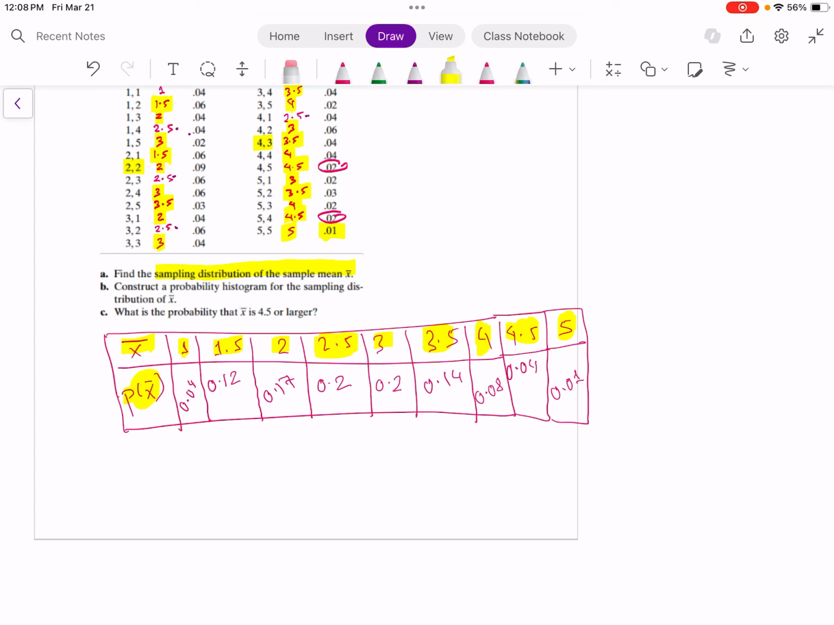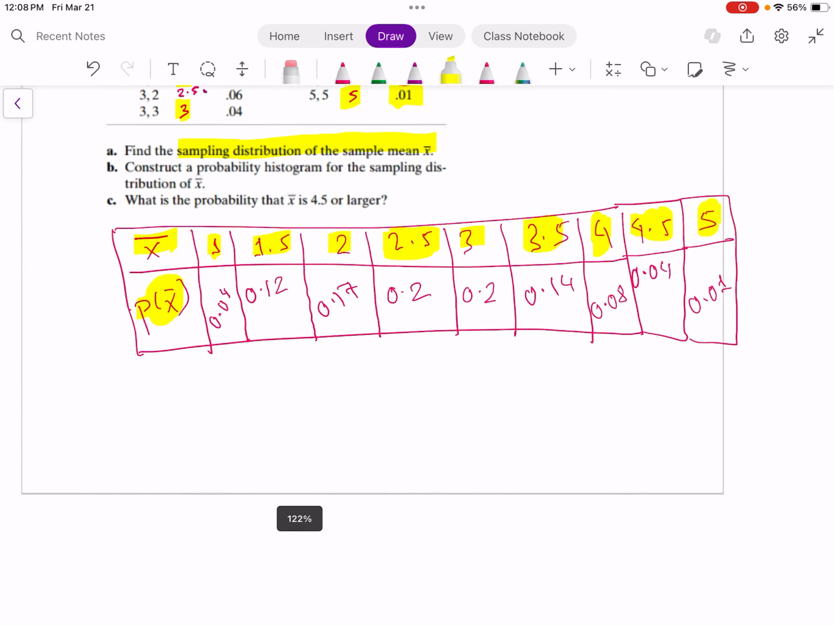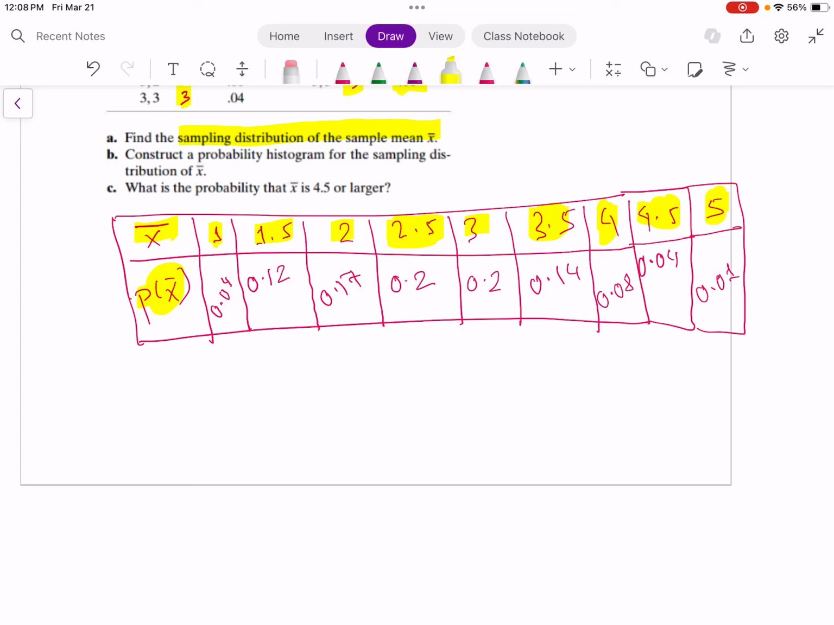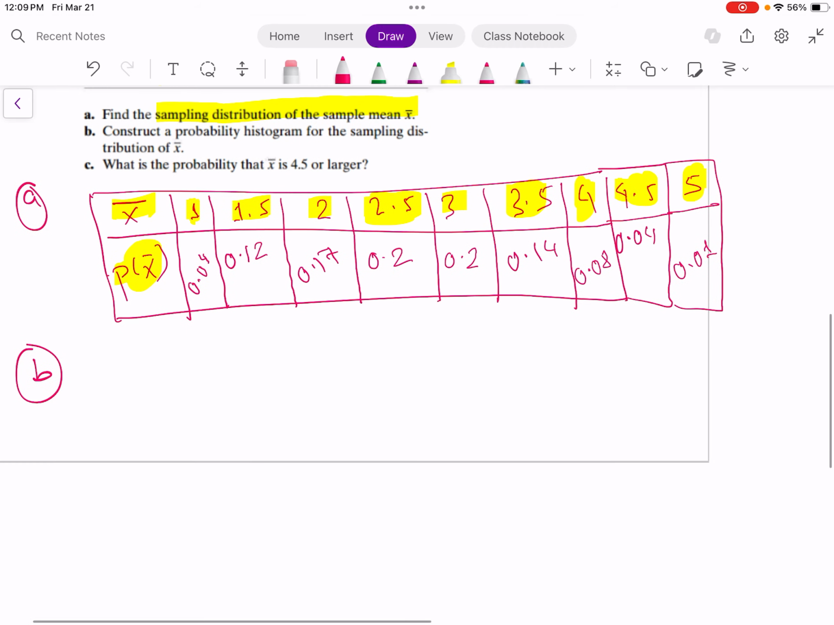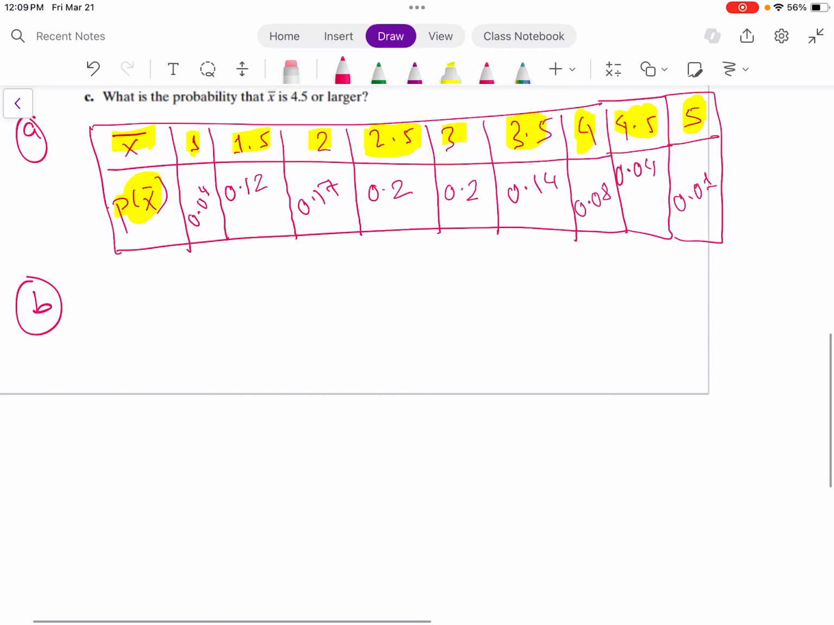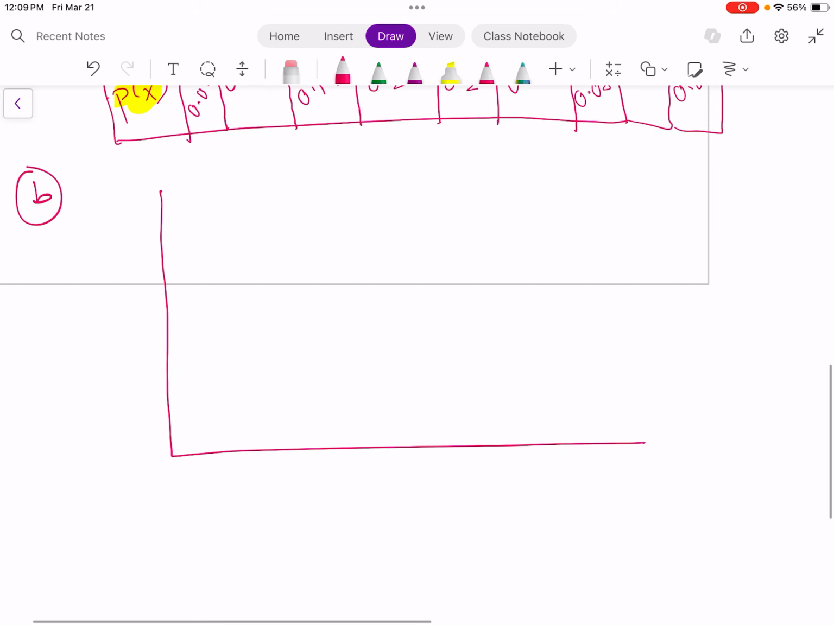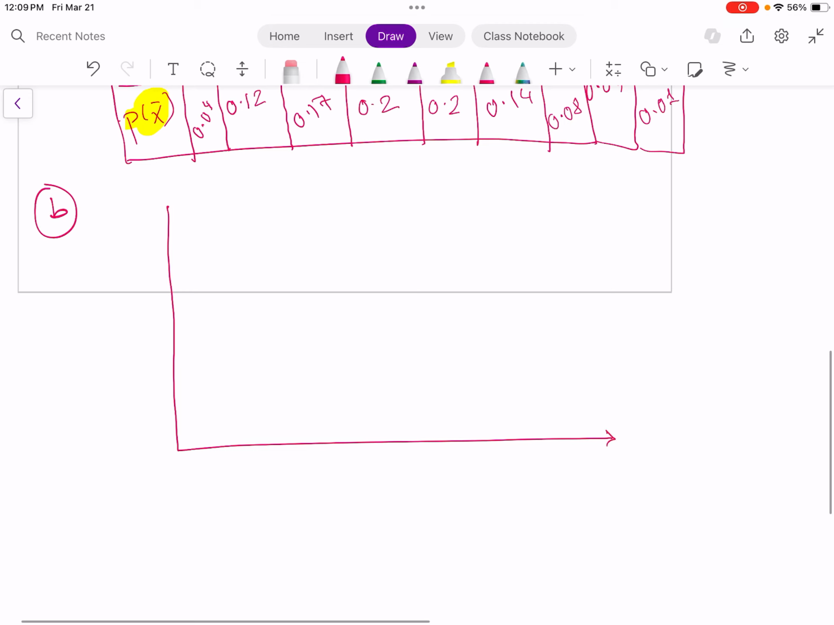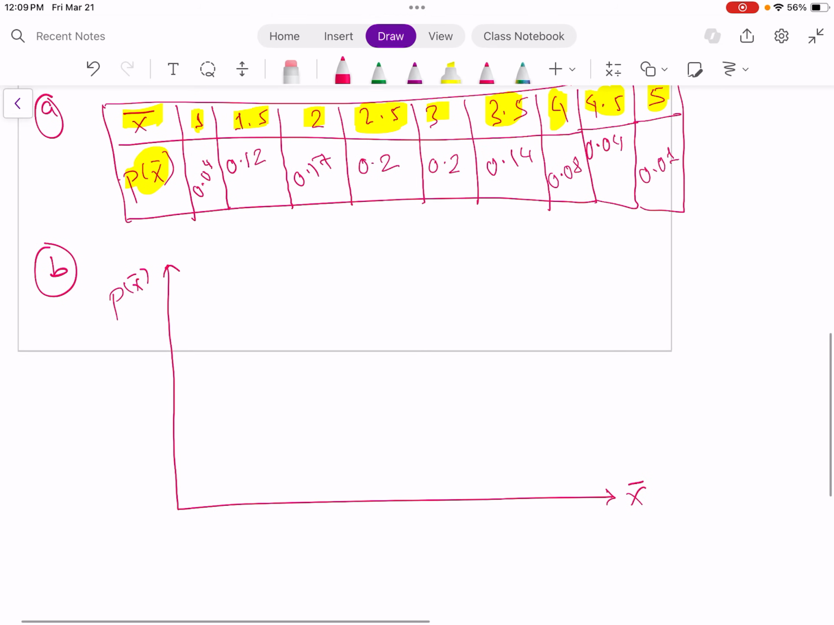Now the next part, we are asked to construct a probability histogram for the sampling distribution of x bar. Now we have this sampling distribution for x bar and we need to create a histogram. So for B, the histogram, we have the horizontal axis for x bar. This is our x bar and this is our P of x bar. So we create a histogram for this table.